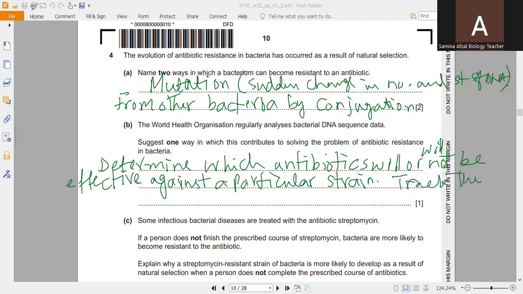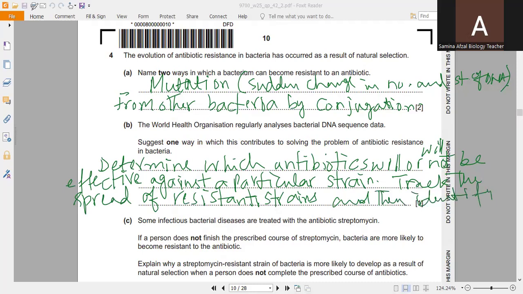Track the spread of resistant strains. And then identify new targets.